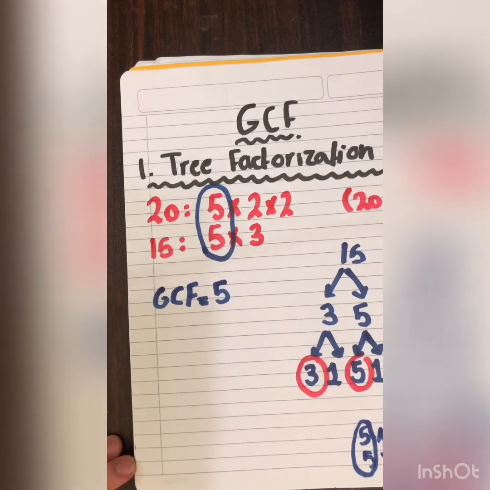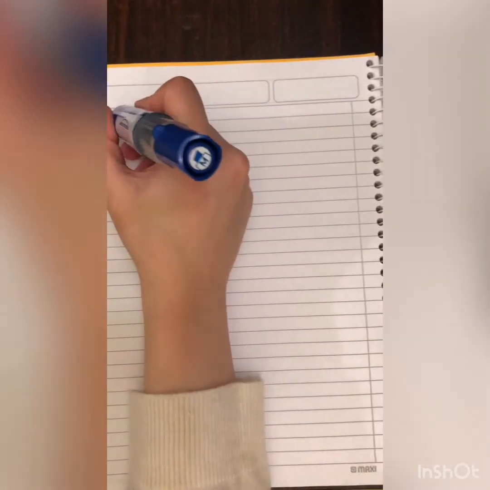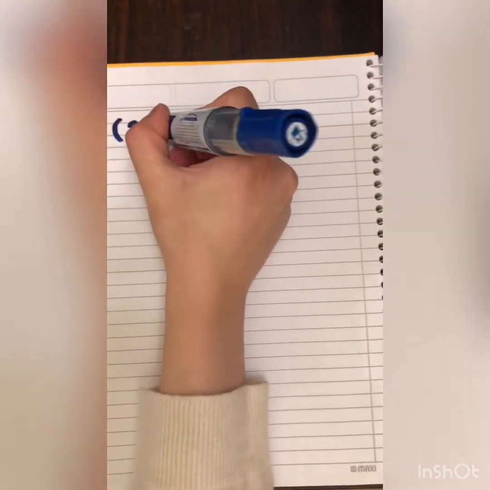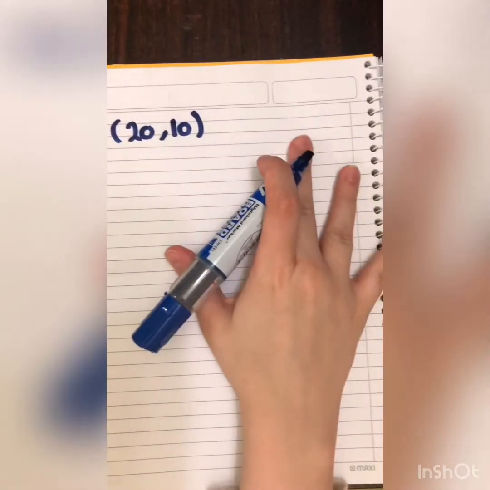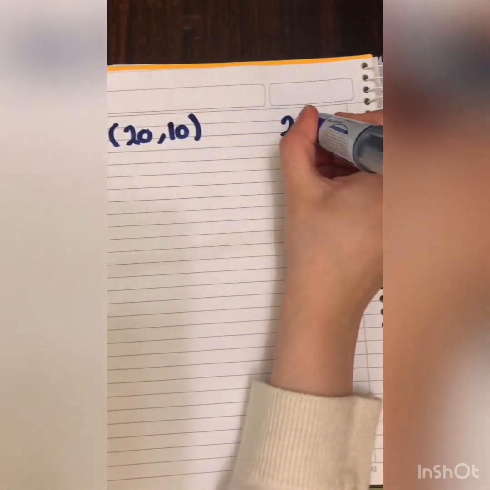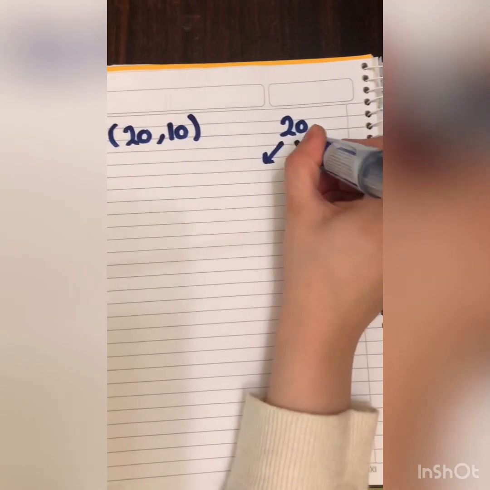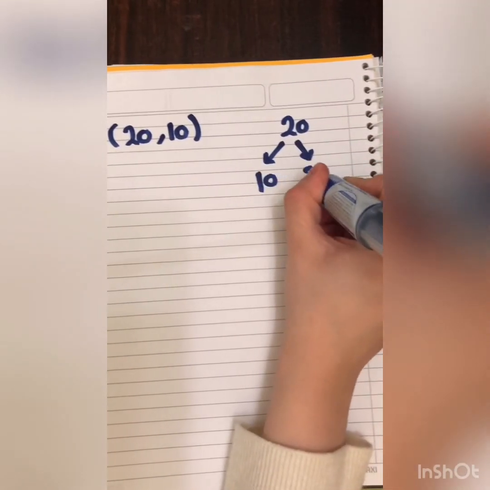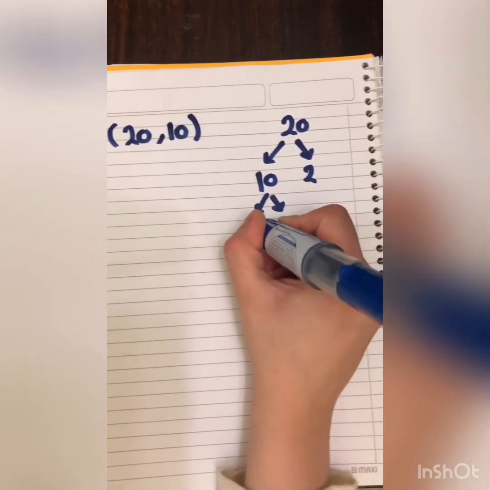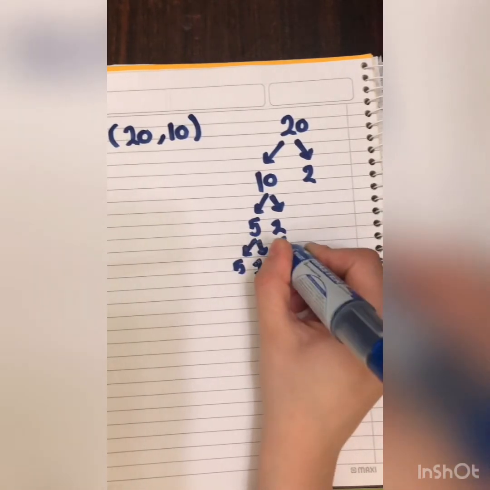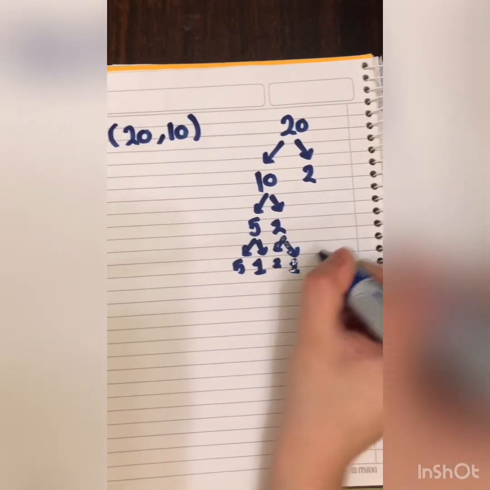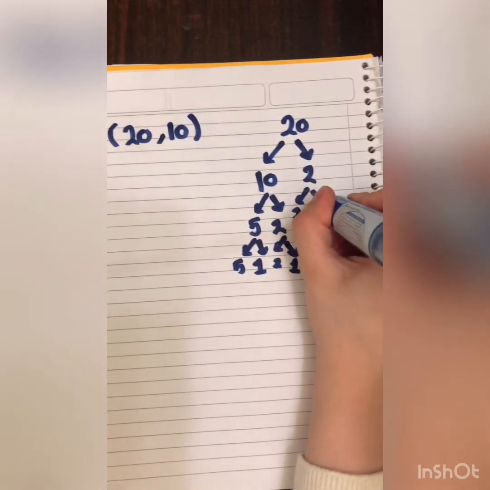I'm going to explain another example so it will be more clear for you. Let's say that I want to find out the GCF of the 10 and 20. Now let's factorize the 20. The 20 is a result of multiplying 10 by 2, 5 by 2, 5 by 1, and 2 by 1.